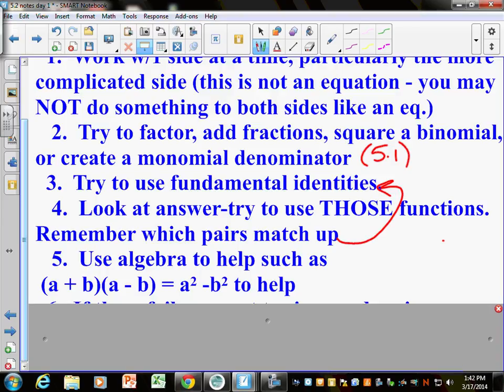Algebra, I've been talking about this since last week. You got to recognize some factoring things, especially if you see the difference of two squares. If you multiply that together, it's going to equal this. Or if you see this, that you can factor it out and cancel something out.